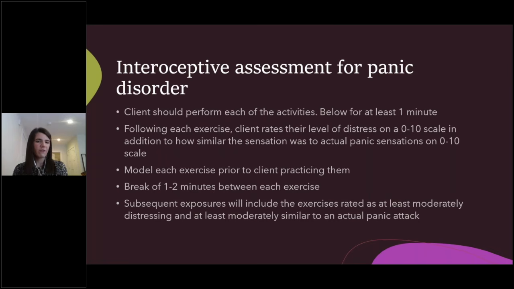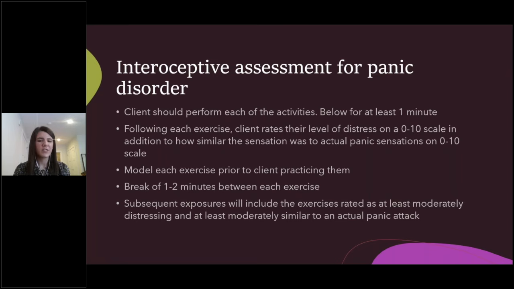So on the slide following this one, I'm going to talk about the different interoceptive exercises that we would have a client do. But the client should perform each of the activities that are on the next slide for at least 1 minute. And following each exercise, you would have your client rate their level of distress on a 0 to 10 scale, and also how similar the sensation was to the actual panic sensations on a 0 to 10 scale. And I just want to differentiate here.